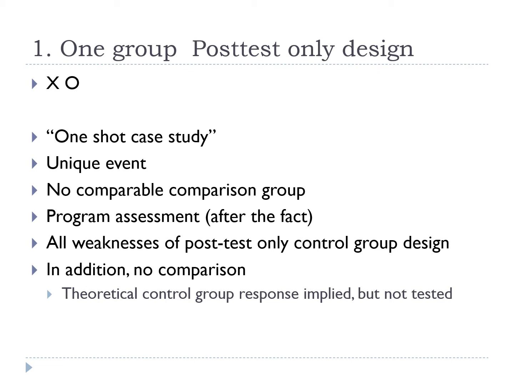So this would say a theoretical control group response could be implied, but because it's not tested, you don't necessarily have that. So if all you had was the group who had the intervention, you could say, well, here was their response and it was above the mean, but you don't necessarily have a control group in order to be able to compare it to see if it actually was different from the people who didn't have the intervention.